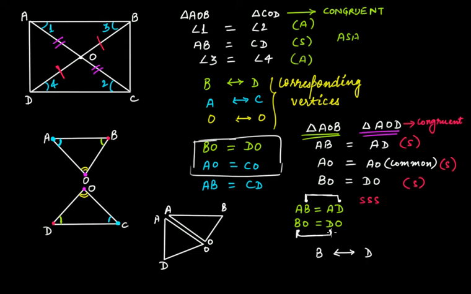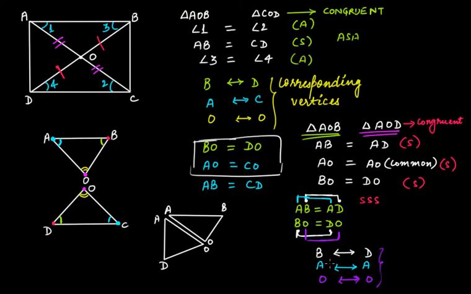And then the remaining one is what? A and A. It means that vertex A of triangle AOB will fall on vertex A of triangle AOD. These are the corresponding vertices, and then O of triangle AOB will fall on O of triangle AOD. These are corresponding vertices. So we have got three pairs of corresponding vertices.